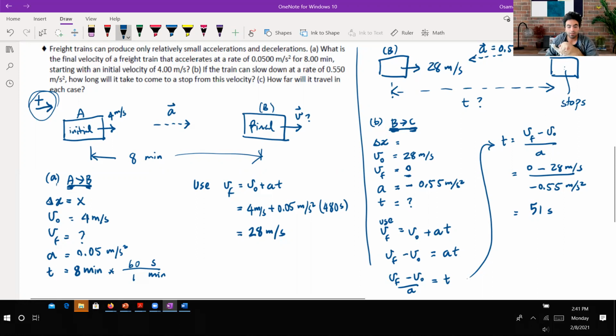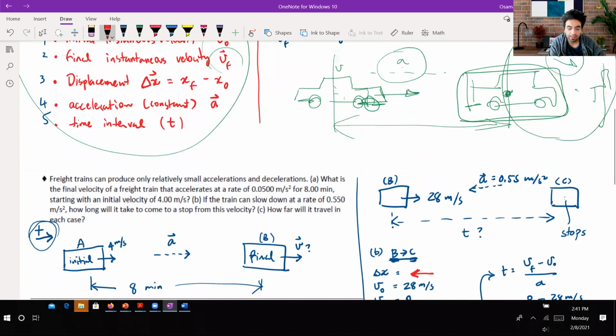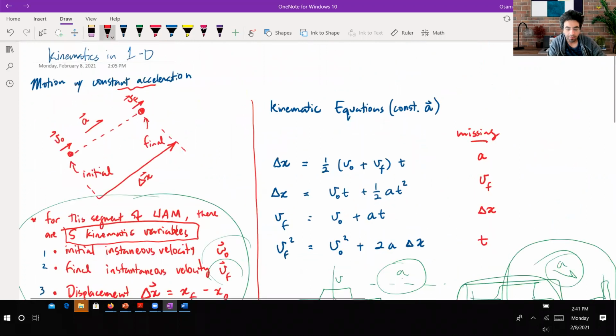Part C says how far will it travel in each case? So that means in part C, we're actually looking for the displacement. These things that we ignored in parts A and B, we're looking for that now. How far is a question of distance or displacement in this case, right? So how far means that it's asking about these delta x's here. So we can solve for that by finding any equation really that has delta x in it, because now I have the other four variables. So I can use any equation here that has delta x in it.